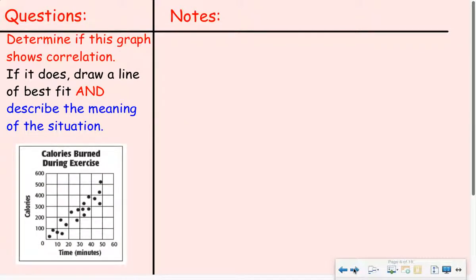All right, second example. Calories burned during exercise. So let's try and draw a line of best fit. This data seems to be moving up from left to right. So that would be positive correlation.